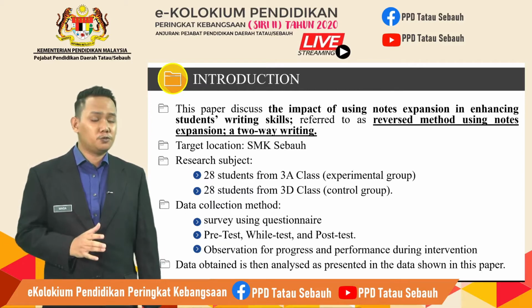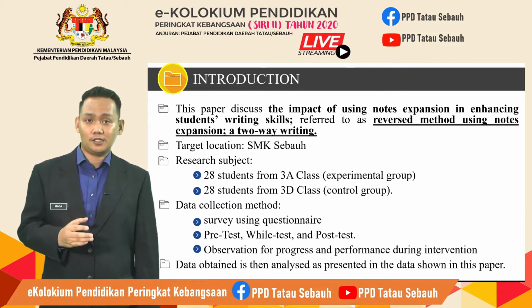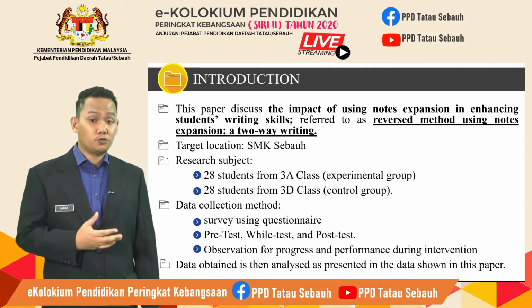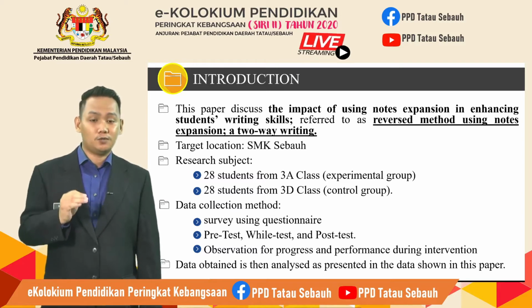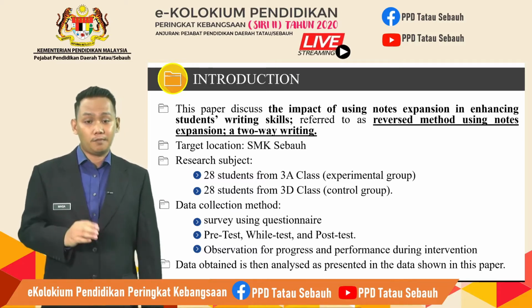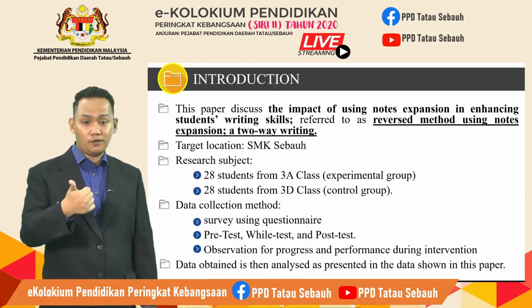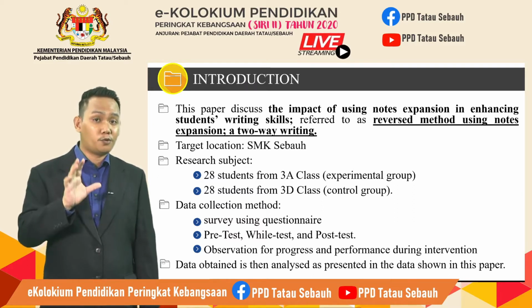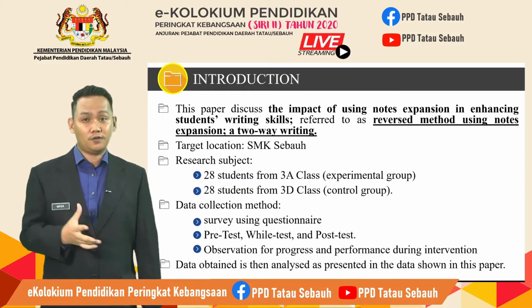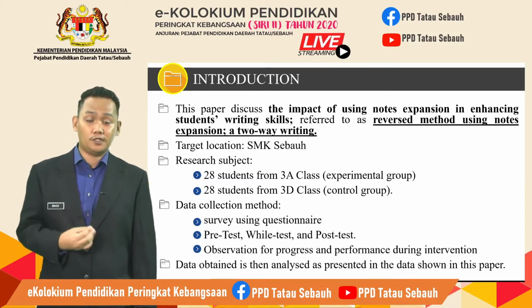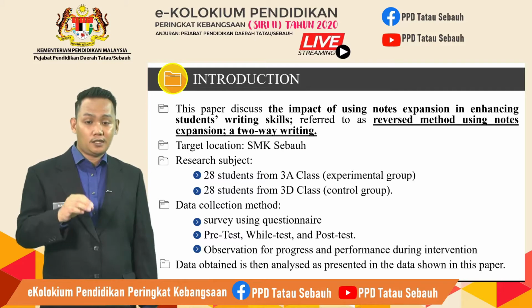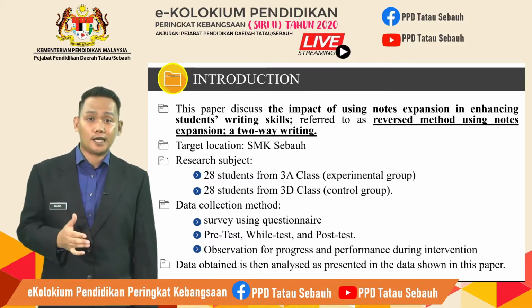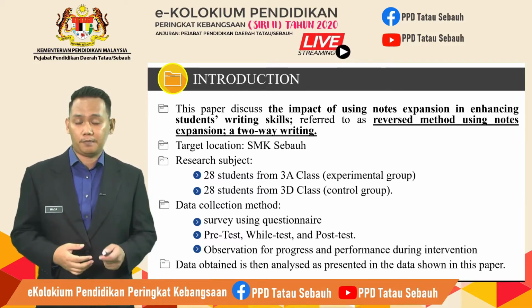For the experimental group, 28 students from 3A class were selected, while for the control group, 28 students from 3D class were selected. As for the data collection method, I am using a survey, using questionnaire, pre-test, while test, and post-test to record the data for the progress and performance, as well as observations for progress and performance during intervention. This data that is obtained throughout the research is then analyzed as presented in the data shown in this paper.